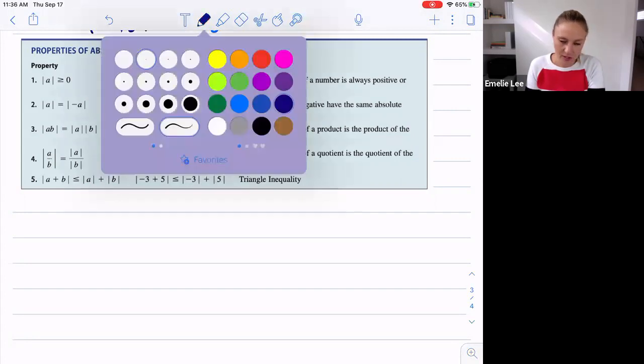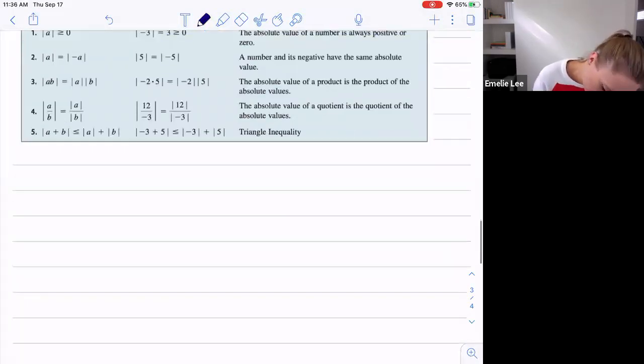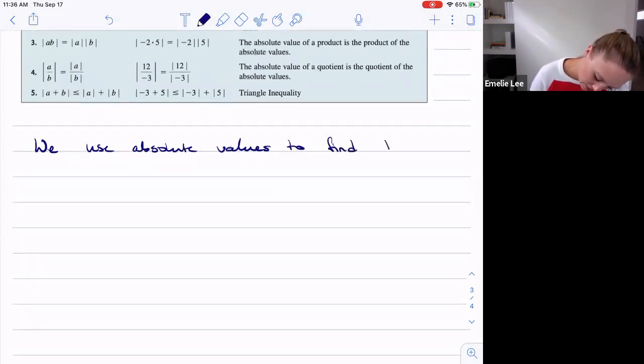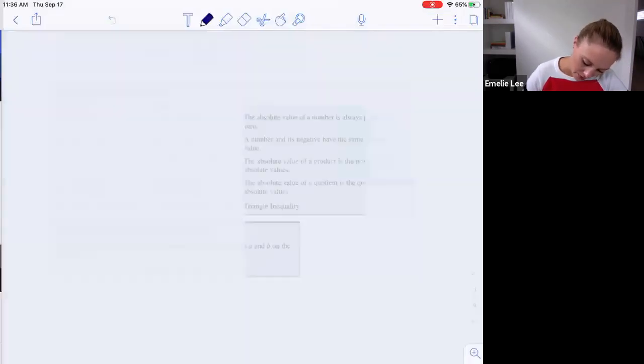So absolute values are usually used for distances between 2 points. We use them in other things too, but we use absolute values to find distances between 2 points.